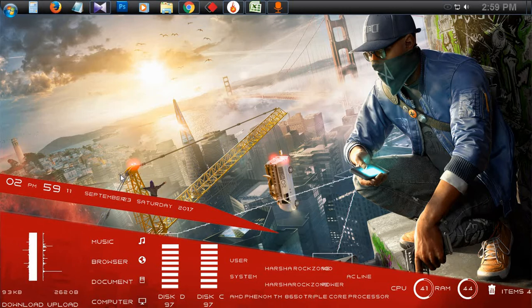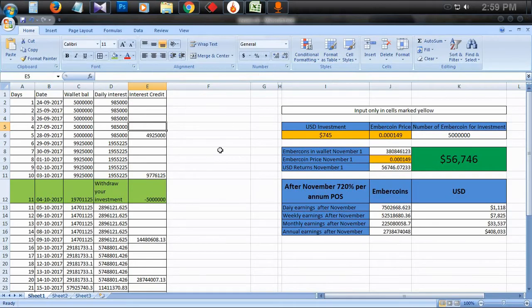So guys, today's video is all about Embercoin. I'll be sharing a small Excel file. The link is in the description. This Excel file will help you to calculate the returns on your Embercoin investments. Here I am assuming that the interest credit will be given once in 5 days. So that is suitable for this calculator.